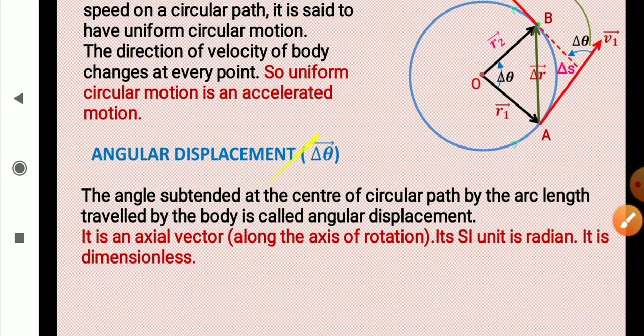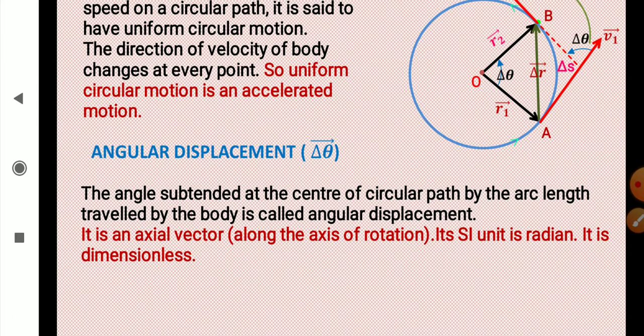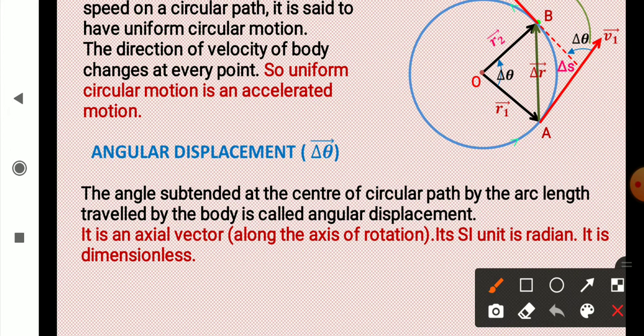Okay, now angular displacement is an axial vector. It is along the direction of axis of rotation. Its SI unit is radian, of course, and it is a dimensionless quantity because it is angle.